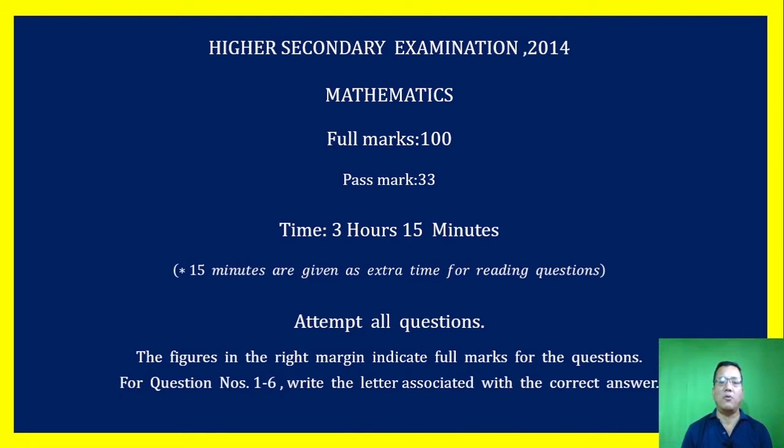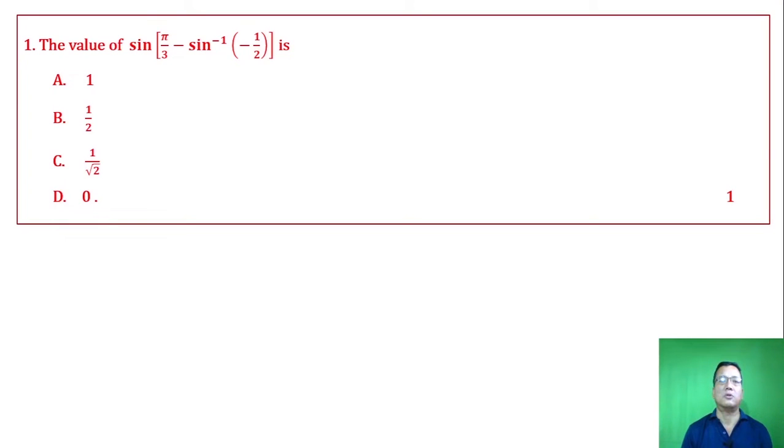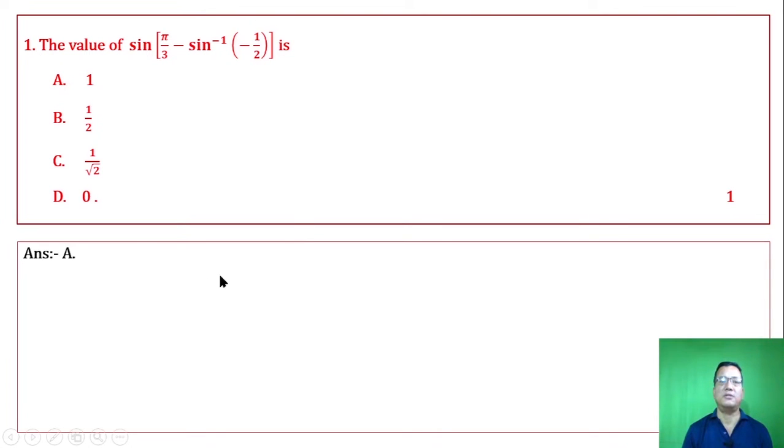For question number 1 to 6, write the letter associated with the correct answer. Question number 1. The value of sine of pi by 3 minus sine inverse of minus half is A.